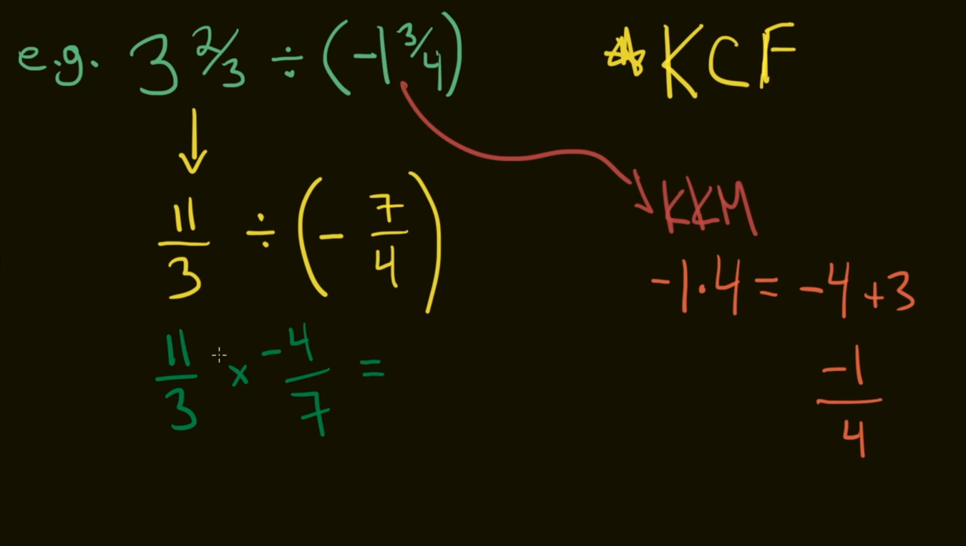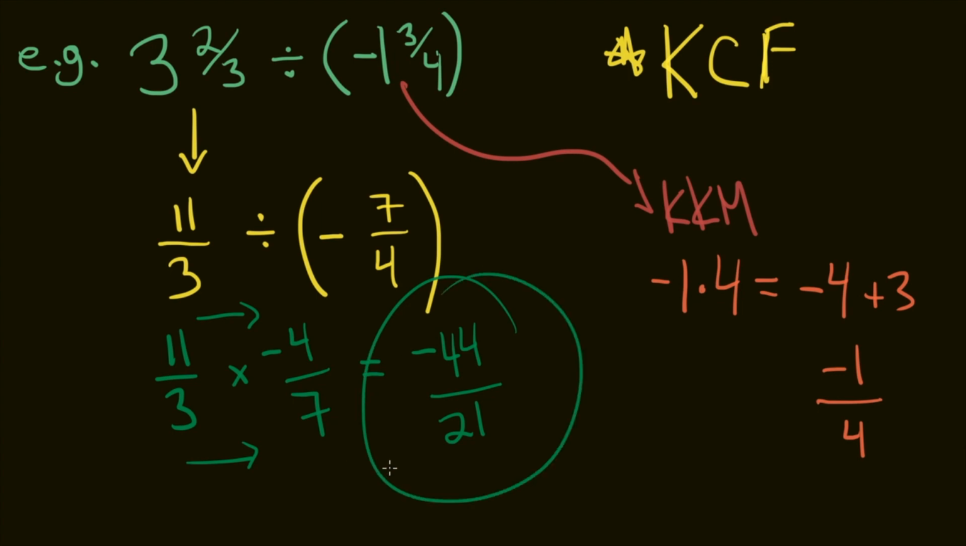Here we go. Can you do any kind of reducing? No. So we're just going to go and multiply across the top and across the bottom. So I get -44/21. Can you reduce that? I don't think so. And that is your answer. Okay.